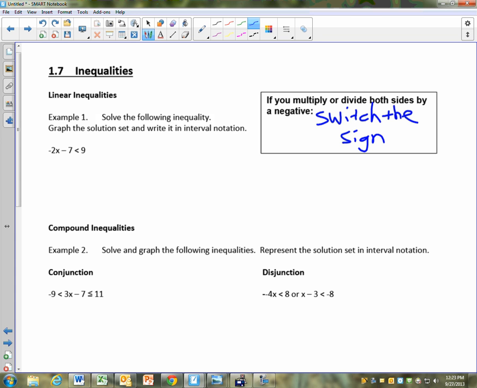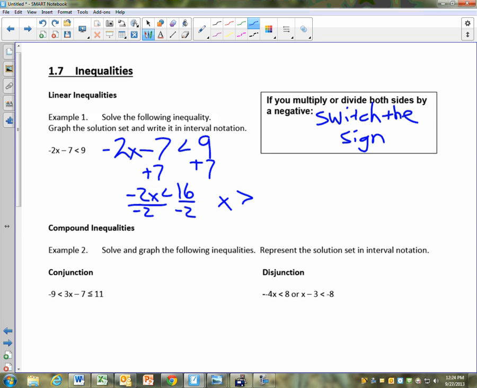All right, so we got negative 2x minus 7 is less than 9. And this is pretty straightforward. Divide by negative 2, and we have x. Very good. Scott sees it. I need to flip the sign. x is greater than negative 8. But this is just one form of the solution. This is the inequality representation of the solution. I would also like the graph, and I would also like the interval notation.